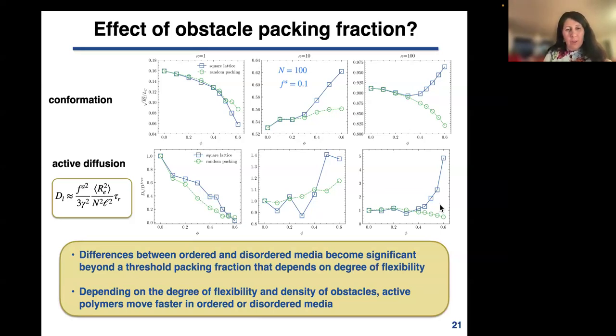So I'm telling you all this, that it is a bit complex. The only message I want to say, not to remember the trends, is just that it's a complex interplay of activity and flexibility. It's because we are a bit struggling with this when we wanted to understand the data of worms.